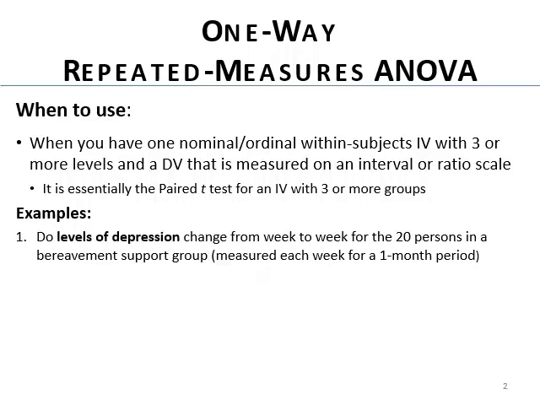So some examples. Do levels of depression change from week to week for 20 persons in a bereavement support group? So you measure them each week for a 1-month period. That'd be 4 total measurements. Same people over time, so it's a within design, and you're just looking at changes over time, which is your IV.